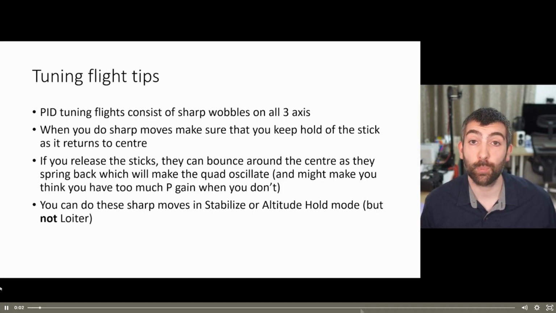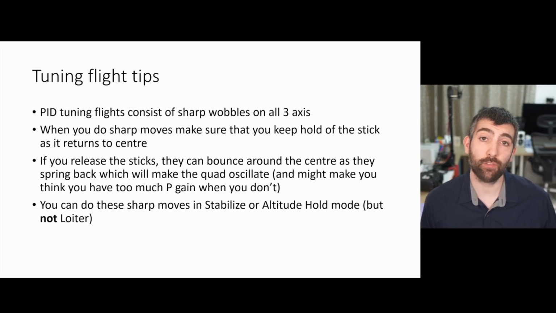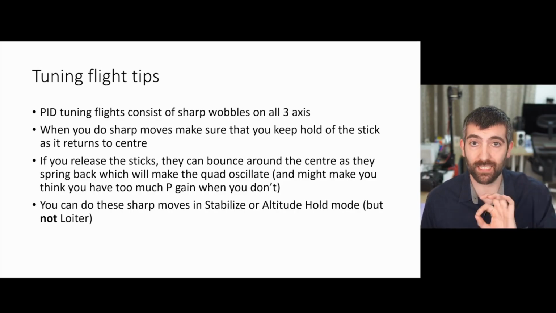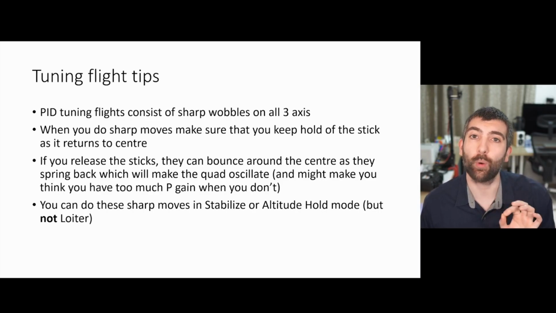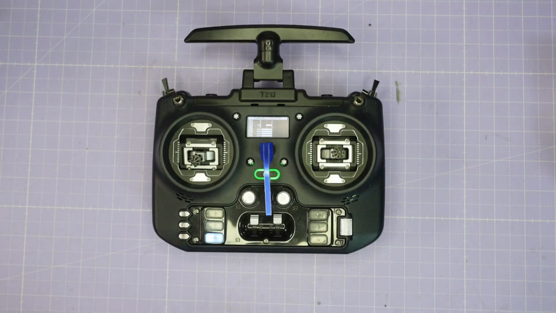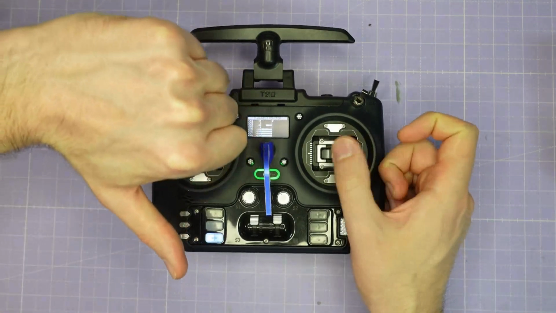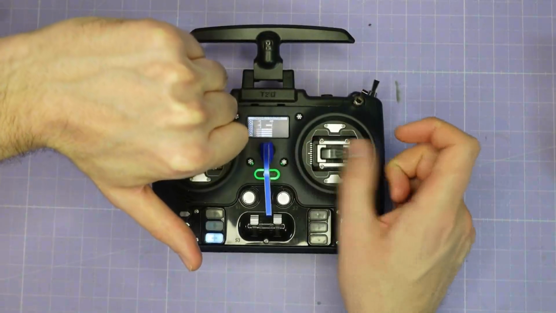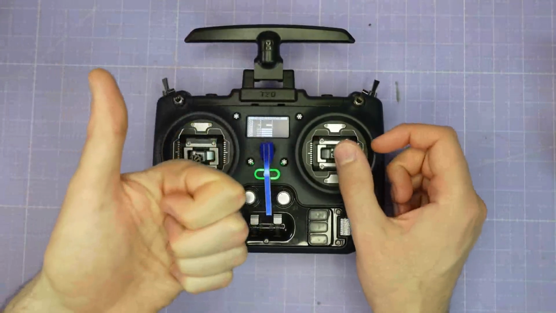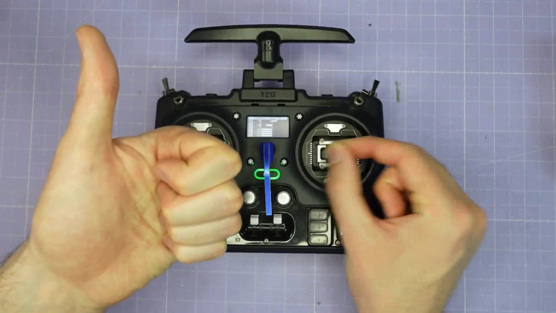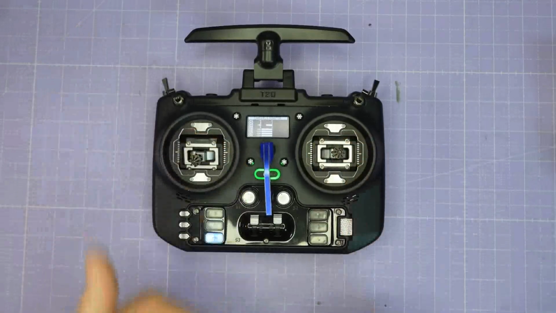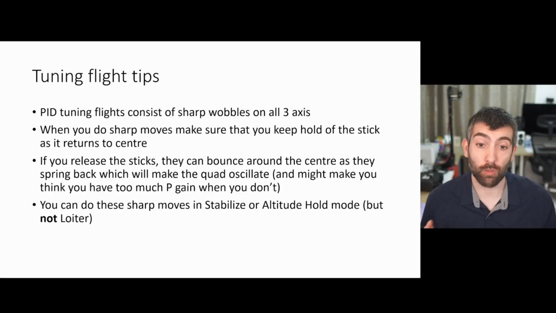In order to get the best possible PID tune, it's important to know how to do PID tuning flights. Now, PID tuning flights consist of sharp wobbles on all three axes, and you're going to do the sharp moves by rapidly moving the stick back and forth and then bringing it quickly back to center. When you do these sharp moves, make sure you keep hold of the stick as it comes back to center. If you just release the sticks and let them bounce back to center under their own spring action, they can oscillate and bounce around the center, and that can make the drone oscillate, which might make you think you have too much P gain when you actually don't.